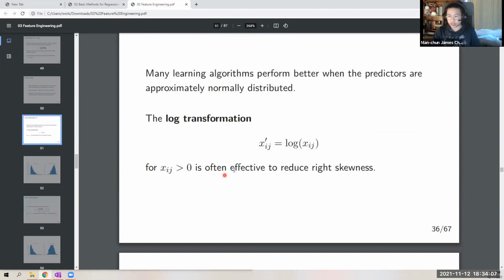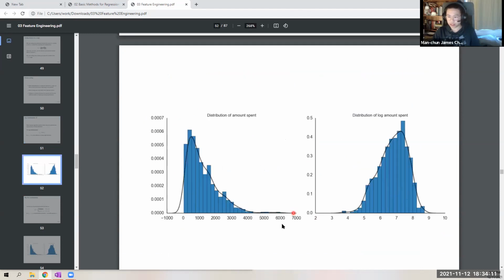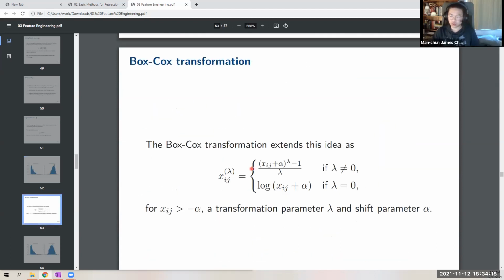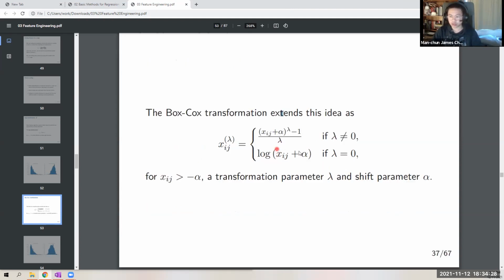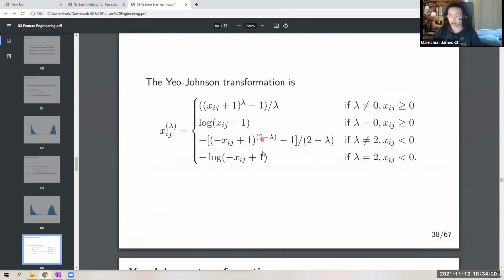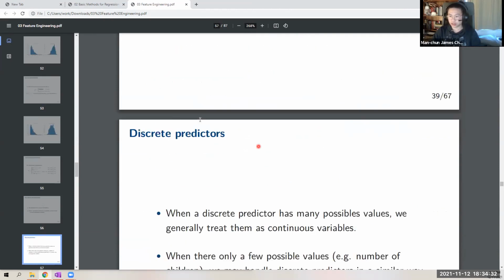And the log transformation is effective to reduce right skewness. If there's a right tail, log transformation is good to remove this. And there are more general transformations which can fix both left skew and right skew. These will be Box-Cox transformations and Yeo-Johnson transformations.